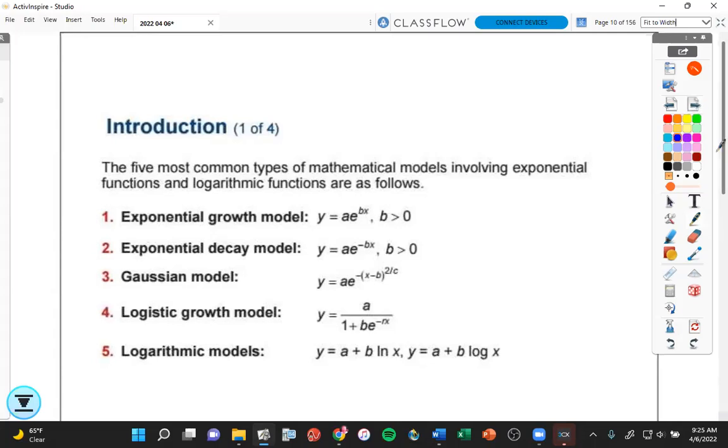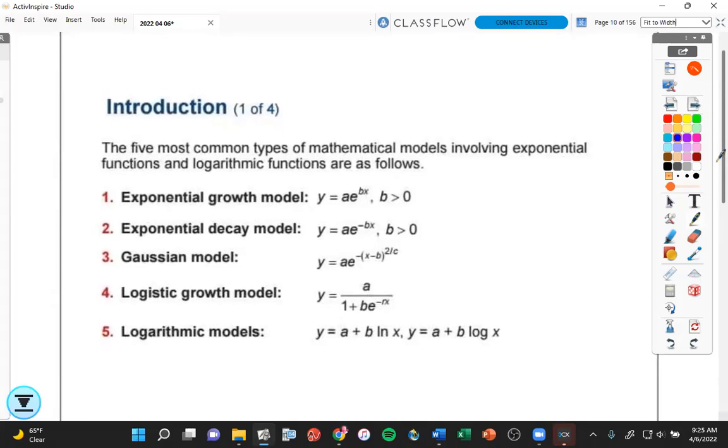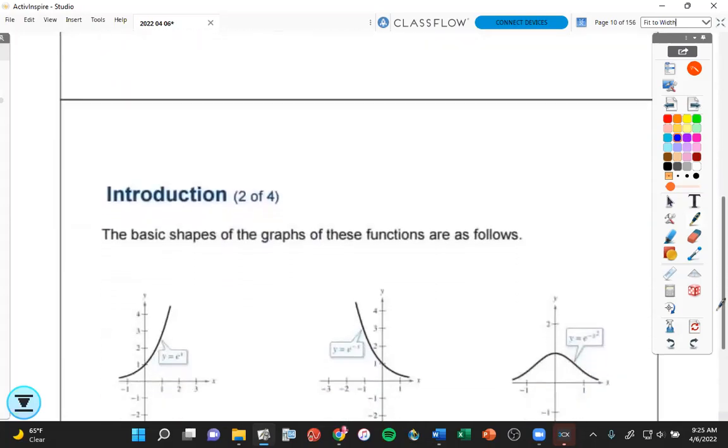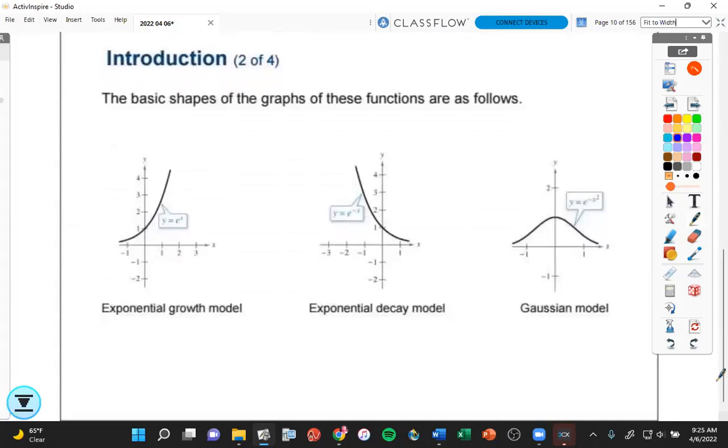Okay, slide known. The basic shapes of the graphs. So you've got 5 different functions, and here's only three graphs. These 3 graphs is what those 5 functions look like. Obviously, the first one's going to show you exponential growth. The second one's showing you exponential decay. And the third one's showing you a bell curve or a Gaussian model.